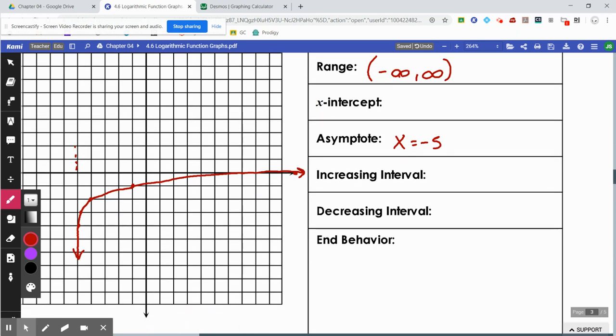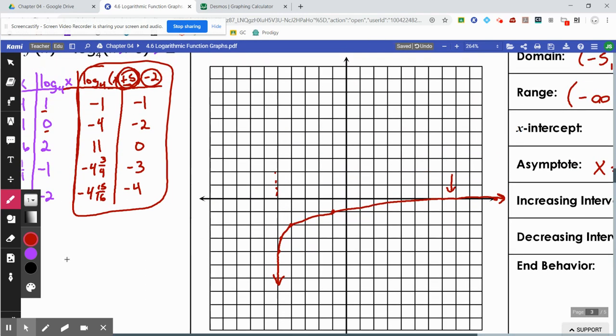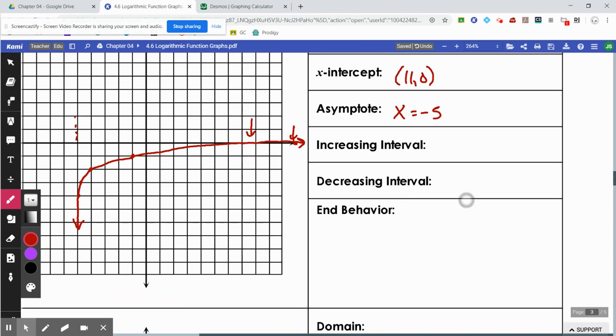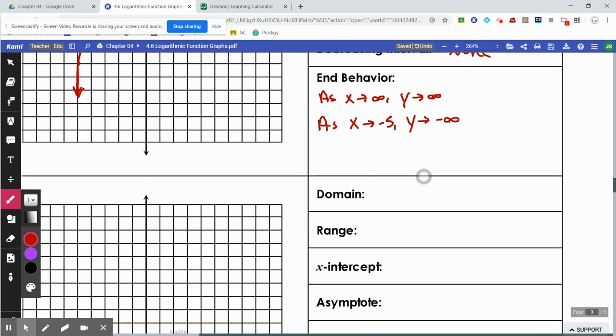Your x-intercept looks like it's somewhere right over in here. Now to find our x-intercept, well, it's right here on my graph. It's right there actually. It's located at (-4, 0). Your increasing interval: your graph increases for the entirety of the graph and it never decreases. And then your end behavior. As we travel to the right, my graph is going uphill, so my y value approaches positive infinity. As we get closer to -5, my graph shoots down, so my y value approaches negative infinity.